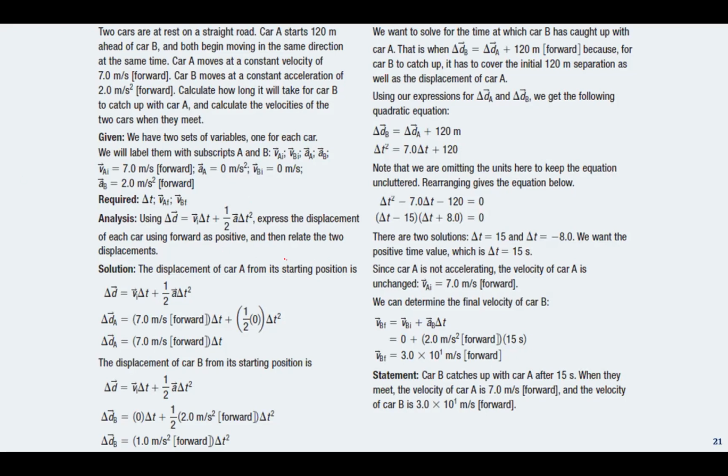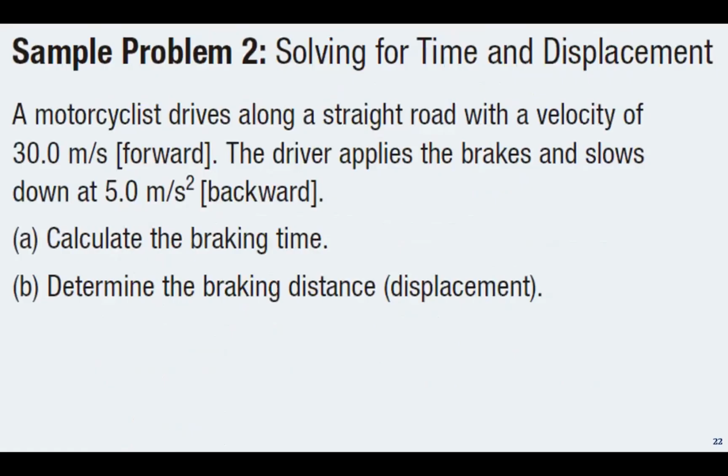Okay, then let's have a look at another problem here. This time we have a motorcyclist who drives along a straight road with a velocity of 30 meters per second. Direction is forward. The driver applies brakes and slows down at 5 meters per square second. And the direction of the acceleration is backward. Then there are two questions. First, calculate the braking time. B, determine the braking distance. Okay, again, I'll give you 5 minutes to try to solve this question by yourself first. Then we'll have a look at the solution together.